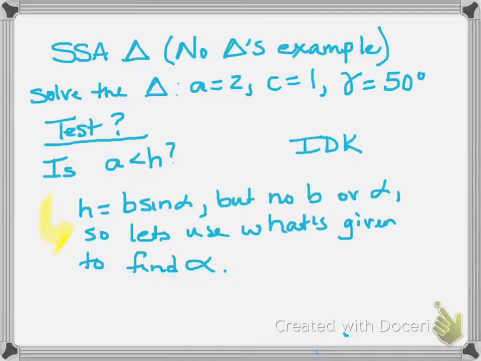So we're just going to proceed to solve, because sometimes it doesn't always work out the way we want it to. Life is not always so simple. So it's no big deal. We're going to use what's given, and we're going to find alpha. And you're going to see in a minute why we're going to look for alpha and not beta.